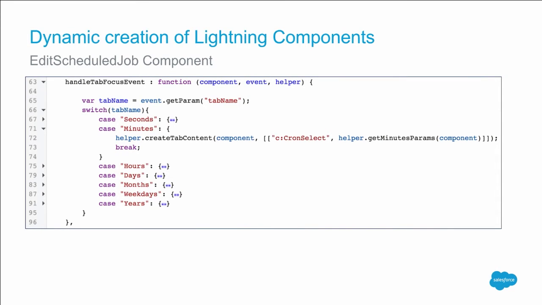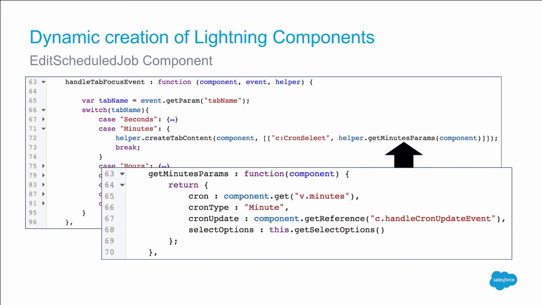So again, this is an extract from the edit scheduled job component. And this is the handler for the tab focus event. So as we switch between the tabs, the tab that gets the focus essentially gets handled here. And the one that I want to concentrate on is the minutes tab. I mean, they more or less all do something very similar.